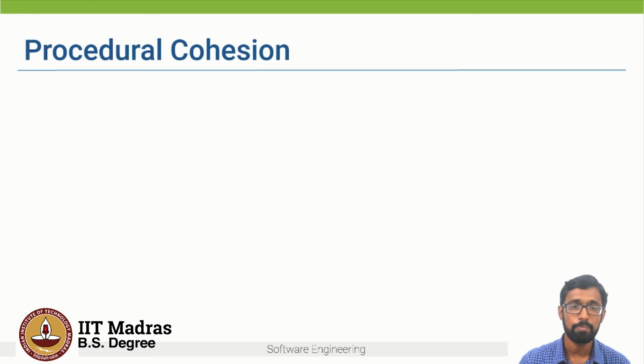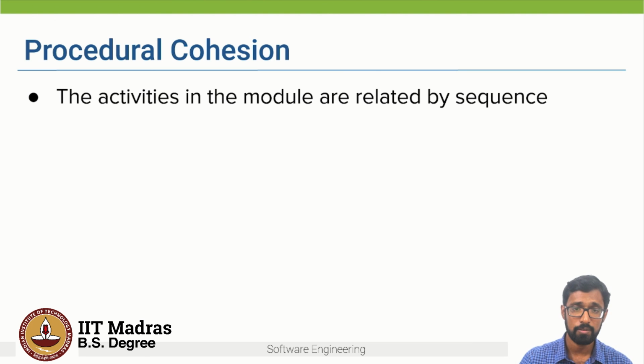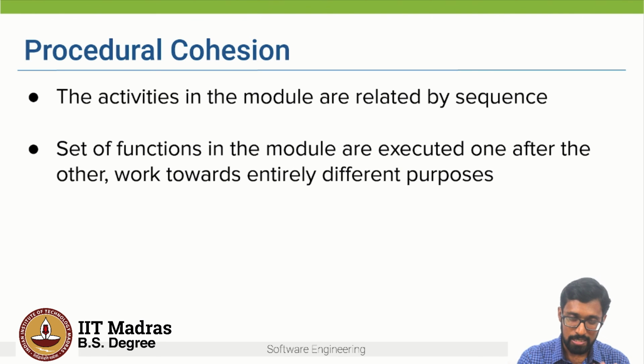The next type of cohesion is procedural cohesion. In procedural cohesion, the activities in the module are related by a sequence. How is it different from the previous types of cohesion? The set of functions are executed one after the other, but they work towards entirely different purposes.